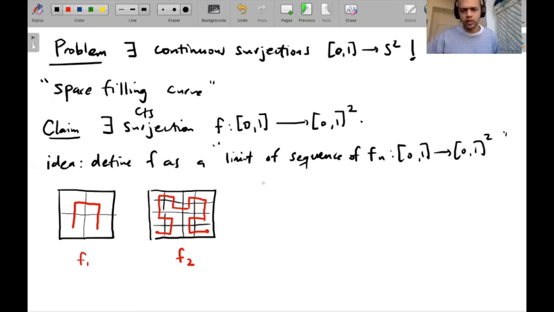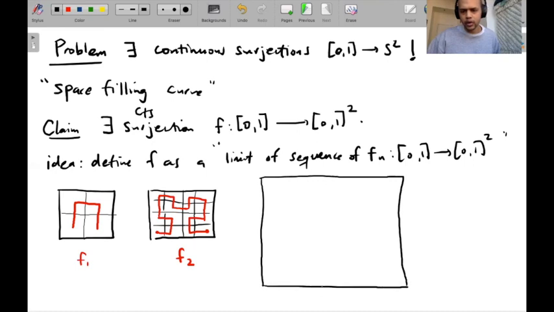And then we just keep going. So let me draw F3. This will be the last step that I draw. First, we split it up. Then we split each of these up.